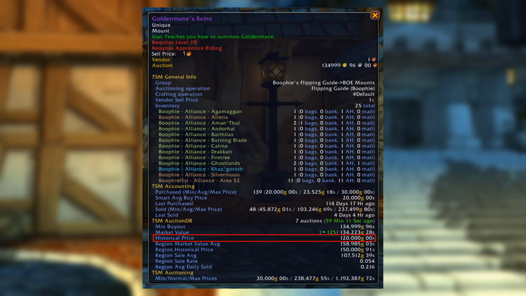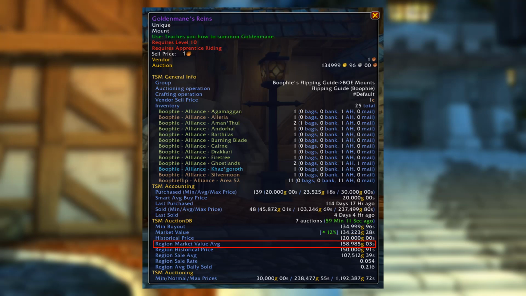Now this can be a good number to see what the real average price is, because giving it 60 days worth of data to go off, it can be a lot more accurate. So it's a very, very good one to keep an eye on when you're selling certain things, like transmogs and things like that. It can really help you find out what the true price of that item is.